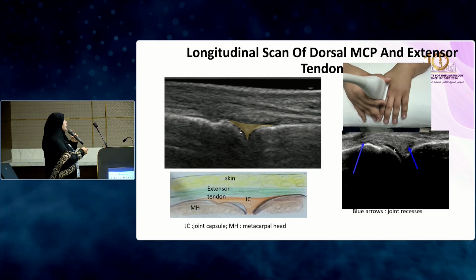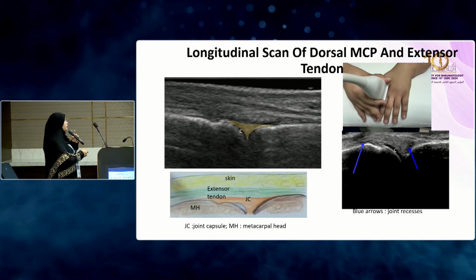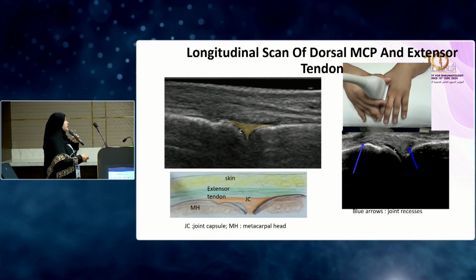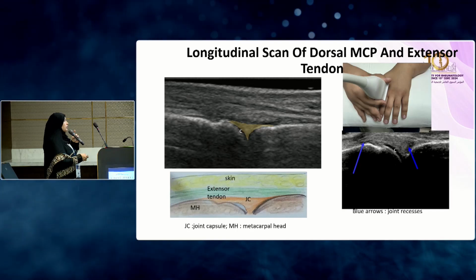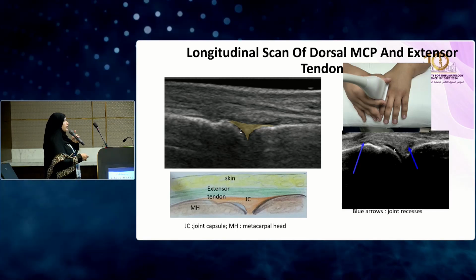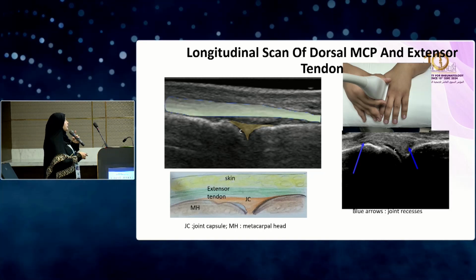Don't appreciate this as an erosion. This is the normal notch in the dorsal side of the MCP joint. And this is the recess, which is away from the capsule. This is the site of synovial reflection for accumulation of fluid, and on top you can appreciate the extensor tendon as well.